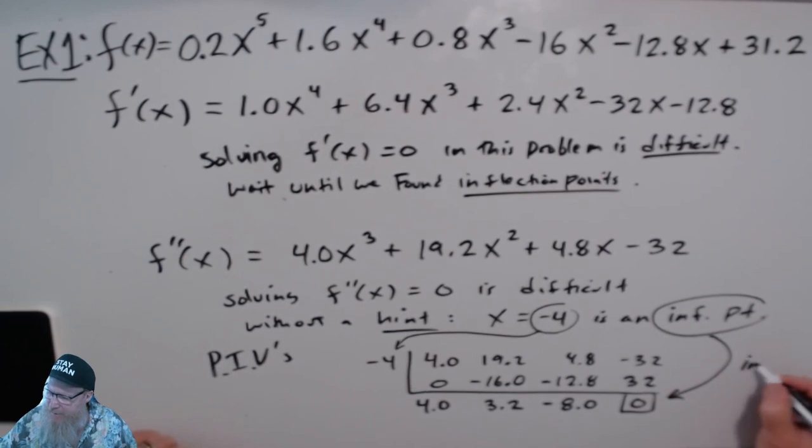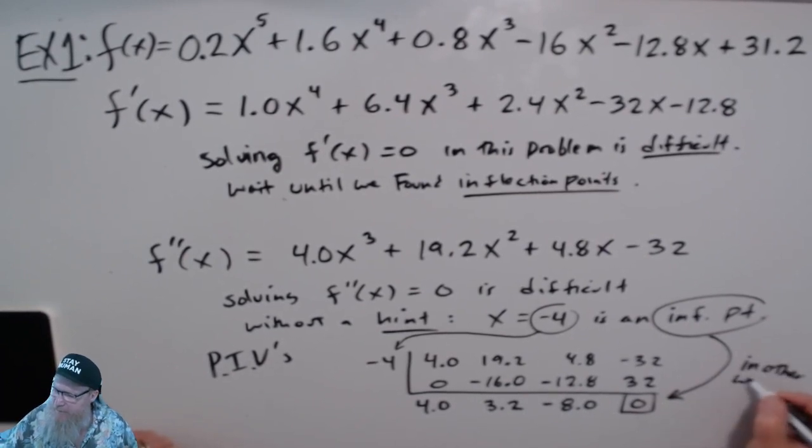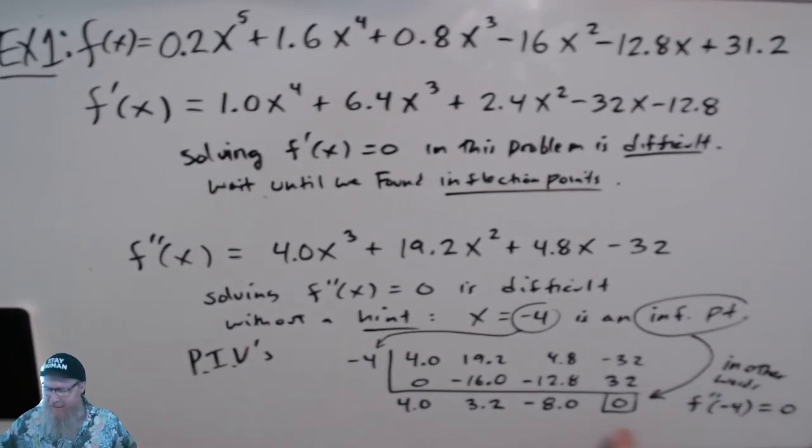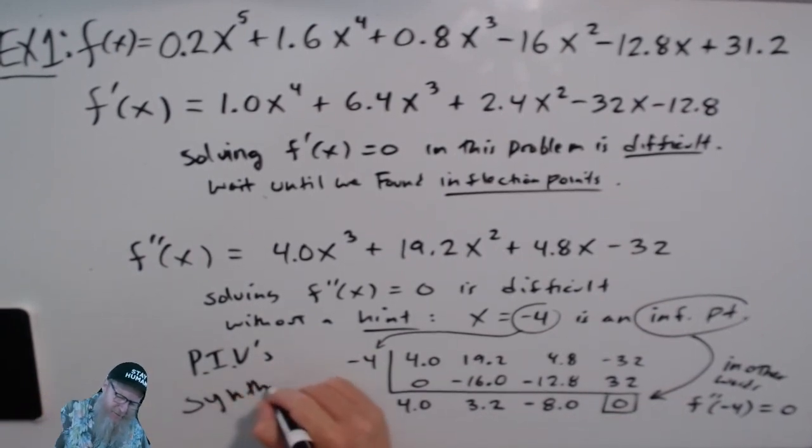In other words, f double prime of negative 4 is equal to 0. That's what this last box tells you. So this is called synthetic division.